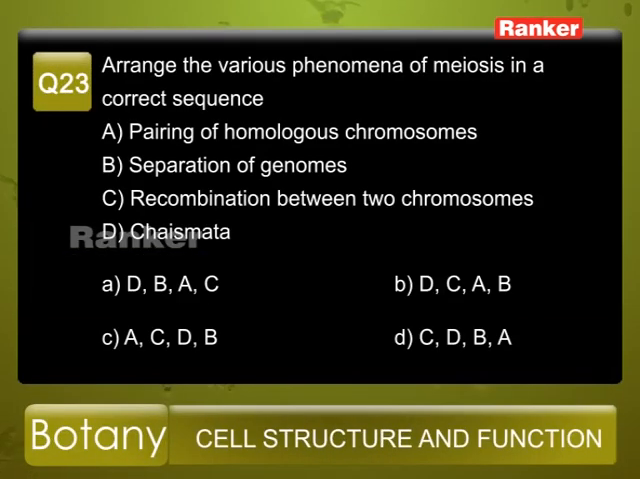Question number 23. Arrange the various phenomena of meiosis in the correct sequence. A, pairing of homologous chromosomes. B, separation of genomes. C, recombination between two chromosomes. And D, chiasmata. The given options are option A, D, B, A, C. Option B, D, C, A and B. Option C, A, C, D and B. Option D, C, D, B and A.